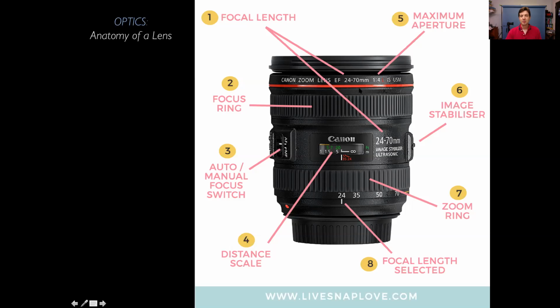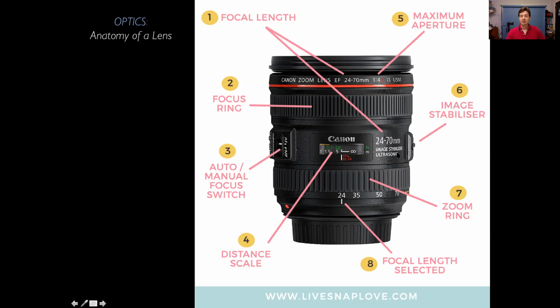Number 5 is the maximum aperture. The other main thing that we define lenses by is the maximum aperture that the lens can open up to. You always see a number, which is a 1, a colon, and then another number. That second number, in this case the 4, tells us what the f-stop is. So this has a maximum aperture of f4.